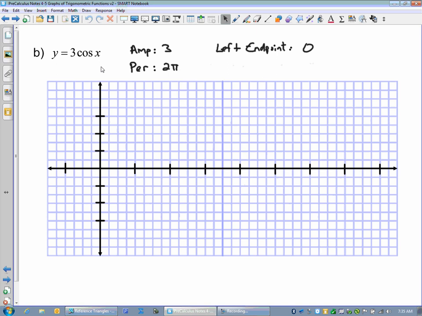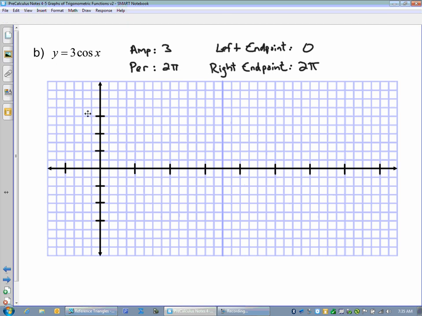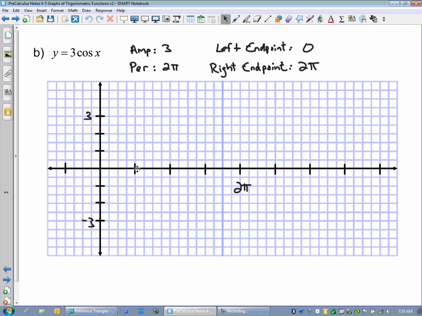And the right endpoint, value of x that causes the argument to be 2 pi is going to be 2 pi. Or in other words, the left endpoint plus the period is the right endpoint. All right, for our scale, the amplitude's 3 this time, so I want to make sure I go up to positive 3 and down to negative 3. So I use that for my vertical scale. And for our cycle here, we're doing 0 to 2 pi, so I'm going to use the same scale as I did before. Quadrantal angles here: 0, pi over 2, pi, 3 pi over 2, 2 pi.